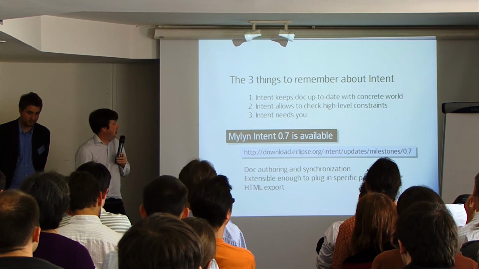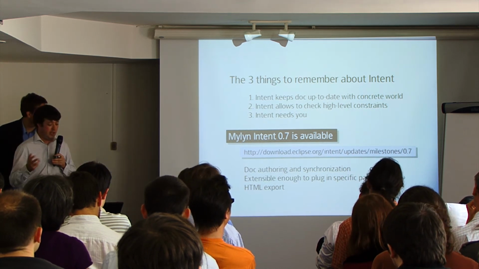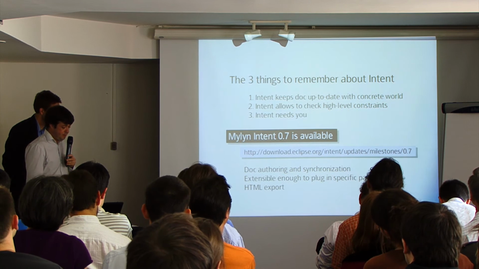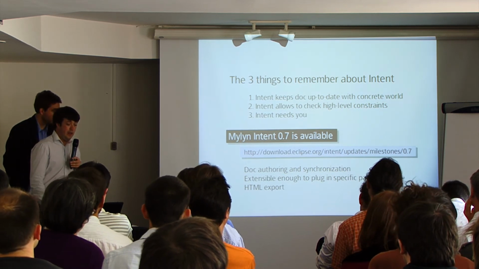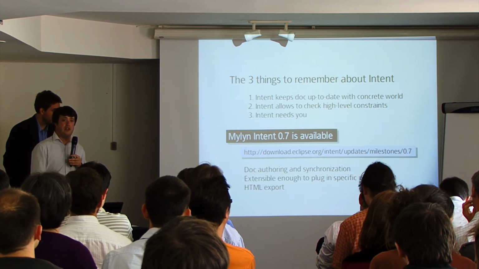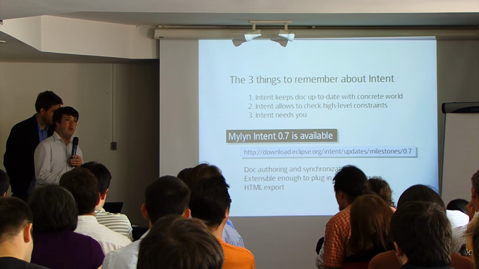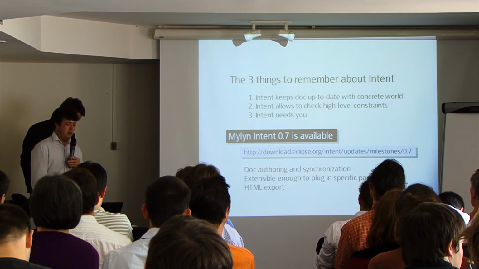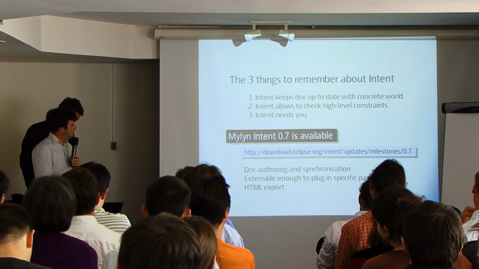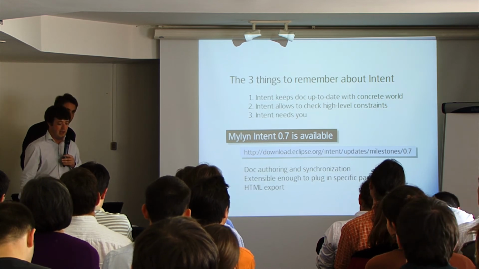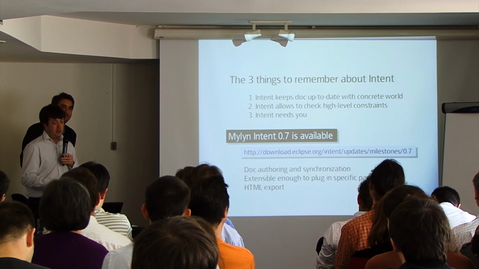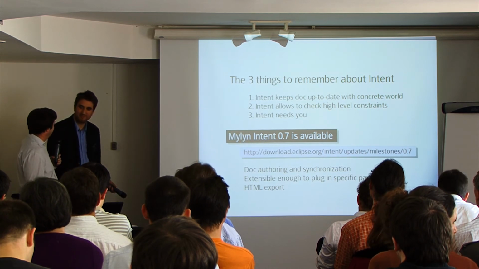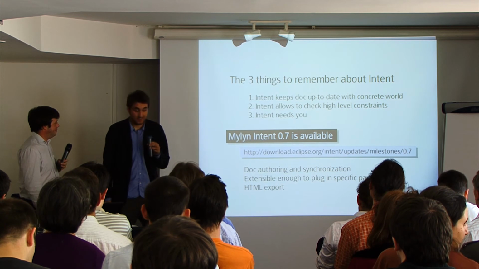The three things to remember are: Intent keeps your doc up to date with the concrete world, being models, source code, configuration files, you tell it. It allows you to check high-level constraints. And Intent needs you, meaning, give it a shot and give us feedback, whether you like the approach or not, whether you found issues or you're missing some very strong feature. The 0.7 version allows you to author doc and synchronize it, to export through HTML, and to plug your specific rules and parsers into it. And now Tristan is going to tell us about Gendoc2. Thank you.